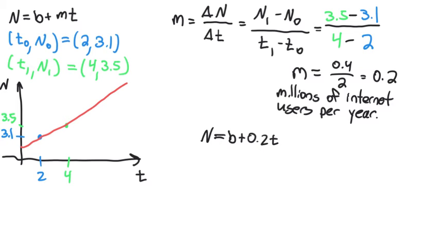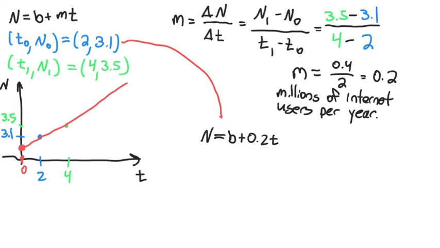And we can identify that point by looking at where the graph crosses the vertical axis. So that would be this point over here. So we're trying to find what is the value of n, not at the first data point that we're given, but exactly when t is equal to 0. So in this case, we're not given the number of internet users at year 0, but we can use either one of these points to figure out what b is.